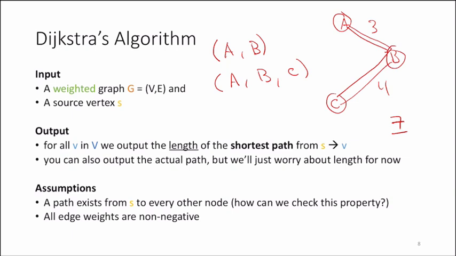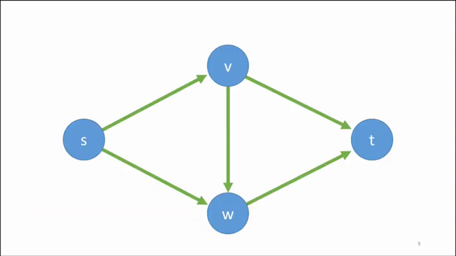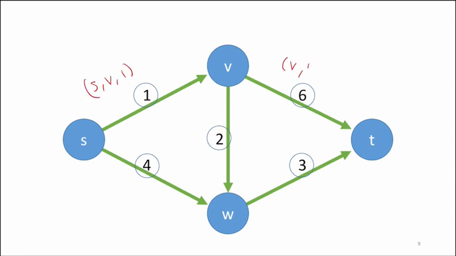And our much heavier assumption here for Dijkstra's algorithm is that all edge weights are non-negative, so they're greater than or equal to 0. Okay, so this is what a graph has normally looked like for us. And what we're adding here are these costs on each edge. So again, we could denote this one as the SV edge with a cost of 1, or the VT edge with a cost of 6.